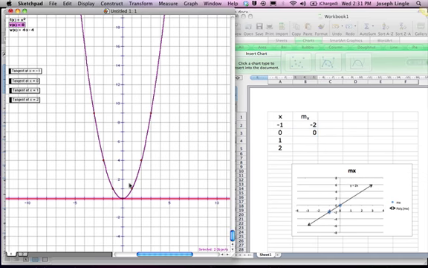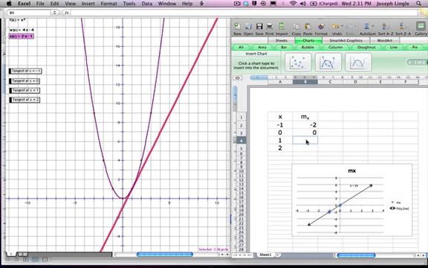What about at x equals 1? What is the slope of the tangent at x equals 1? Can you picture it? There's the tangent. Its slope is rise 2 over run 1, 2 over 1. The slope is 2.